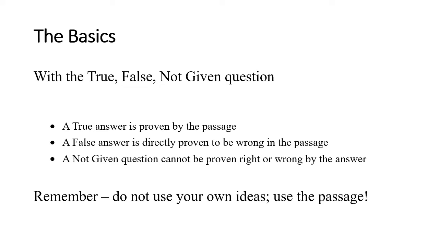So basically, when we're looking at true, false and not given, something that is true is going to be directly stated or directly proven by the passage. Something that is false must be shown to be not true by the passage. There must be some statement in the passage that proves this is not true. Not given can be a little bit confusing. Not given means the passage does not show you if this is true or not. So there might be no reference to this idea in the passage, or the passage might not tell you if the idea is correct or false.